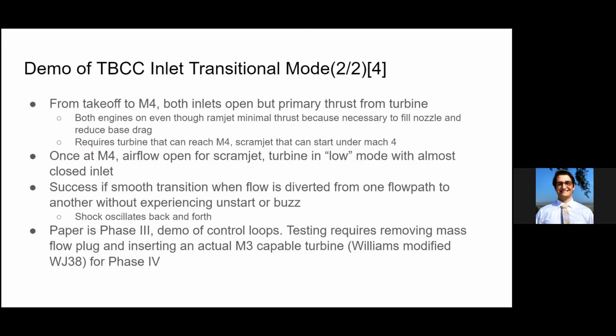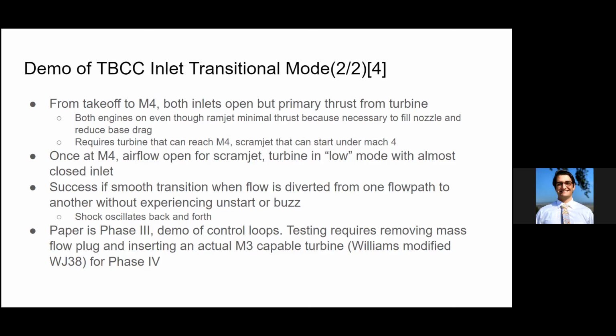Once at Mach 4, though, the airflow is opened for the scramjet, and the turbine is put into a low mode with an almost closed inlet, similar to during the takeoff phase. Success was determined if smooth transition occurred between the two. So when the flow is diverted from one flow path to the other, there is no unstart or buzz. And just so you know, buzz is when the shocks oscillate and move back and forth within the system.